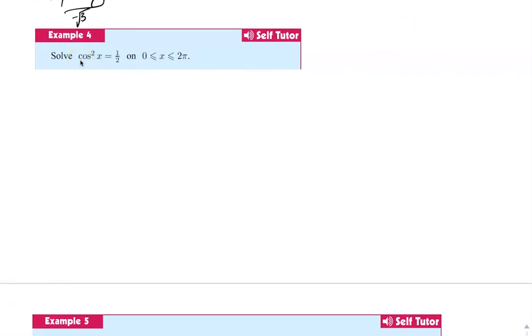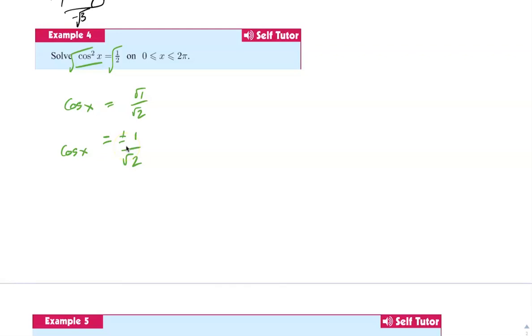Well, you do the same way. Got to isolate this, so I got to square root it. So I'm going to get cosine of x equals square root of 1 over square root of 2. When you square root something, you get plus and minus. So plus and minus 1 over radical 2. That's as far as I could go.